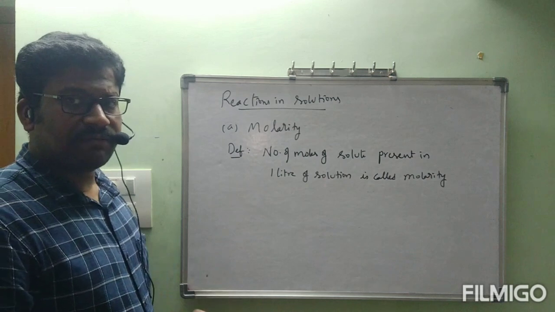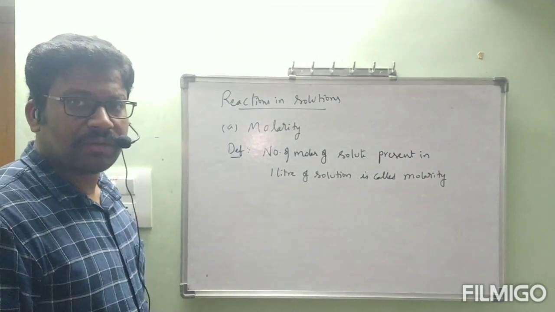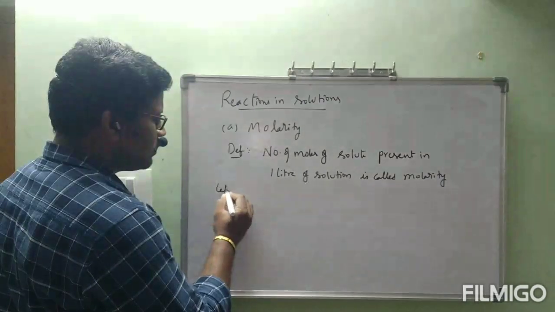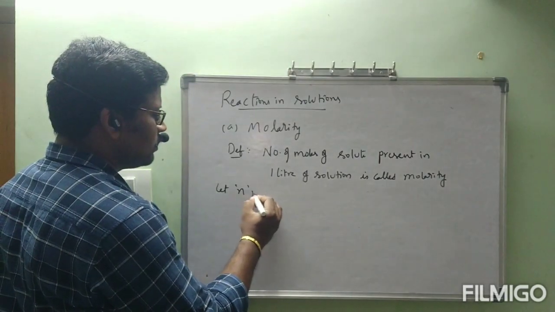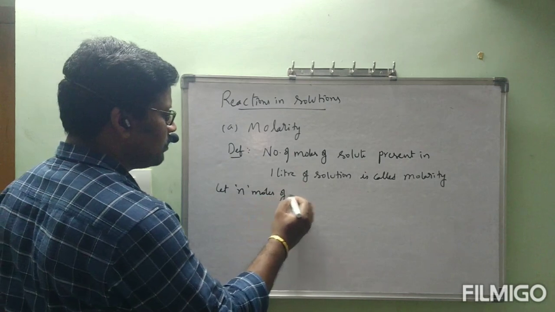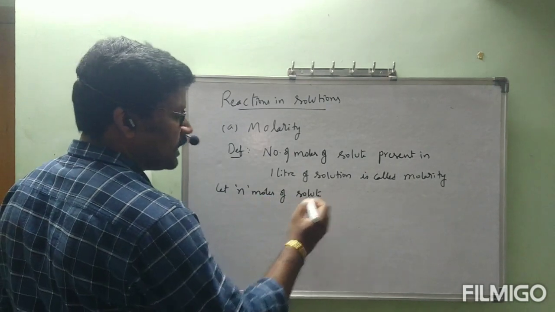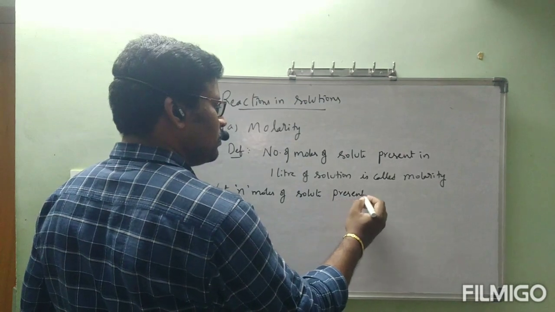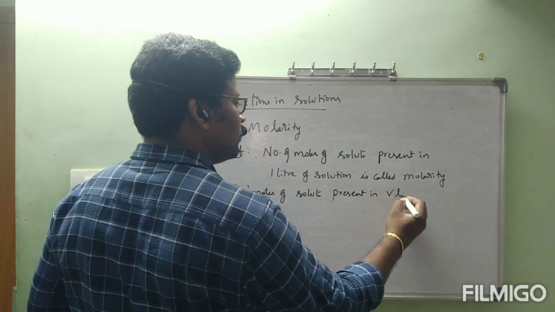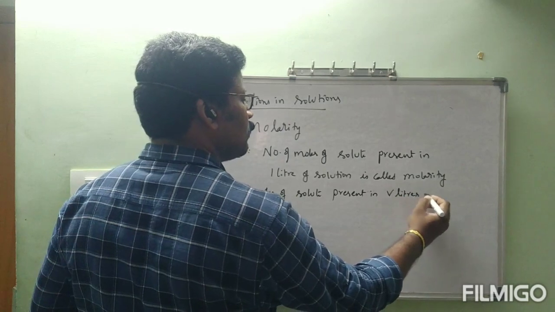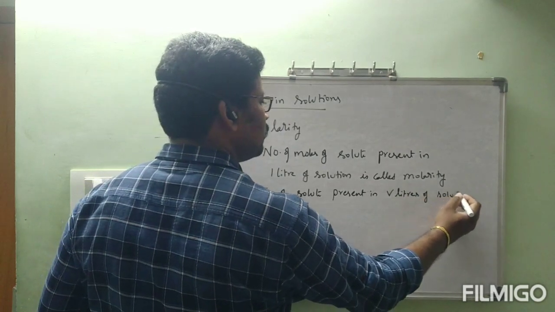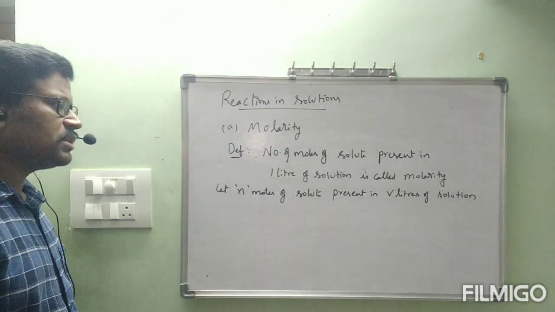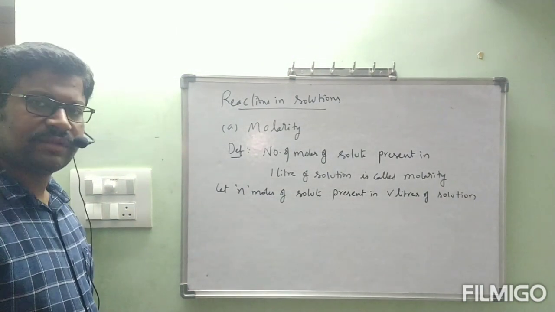Now we are going to define the formula for molarity. How are we going to define the formula? Let us see. Let n moles of solute be present in V liters of solution.